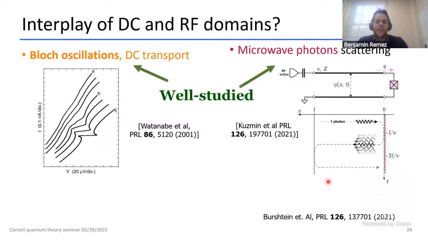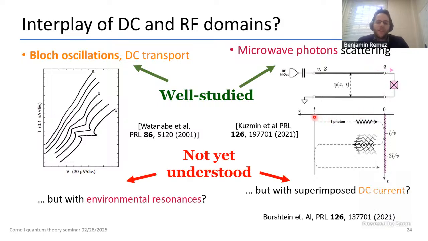And indeed, we found that these junctions have sort of been separated and studied separately for their DC response. So people have measured Bloch oscillations in junctions. That's fine. And people have done microwave photon experiments where they analyze these photons traveling down the transmission line, and when they impinge on the junction, what happens to them. But nobody has really considered them in the same context. So what does the behavior of these photons change if I superimpose a DC current on top of the photons? Or does this IV curve change if the environment has any resonances?